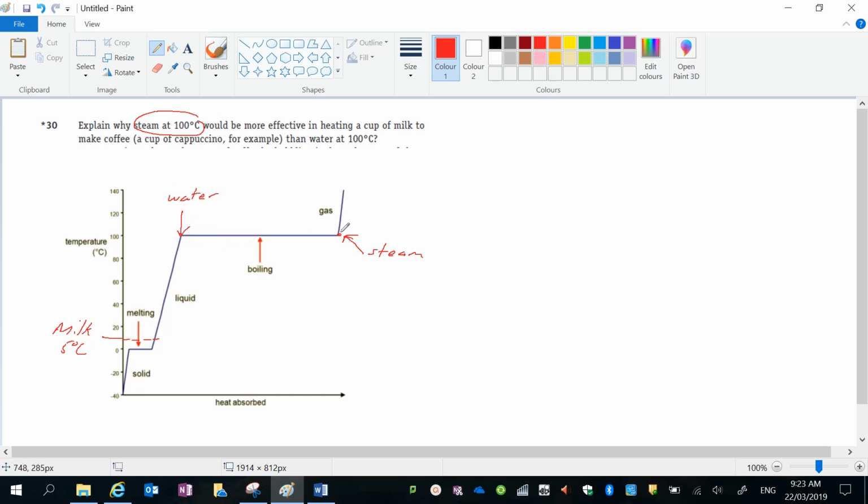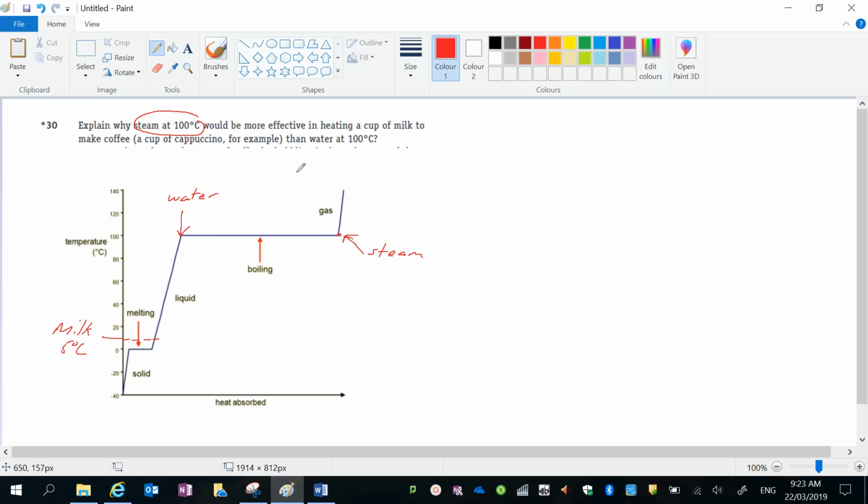So in this part of the graph, we don't have water nor steam. It's just water changing into steam. It's a process of change. Okay? So you've got to wait till you've actually pulled all the water molecules further apart, which is called boiling, to turn it into steam.